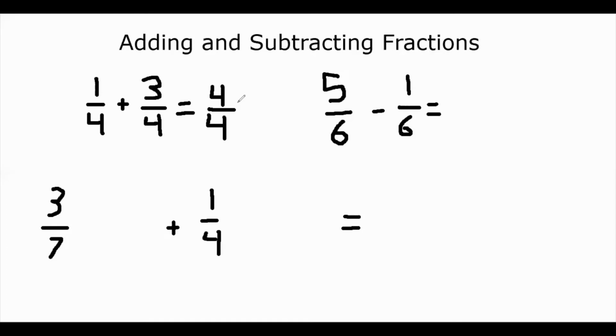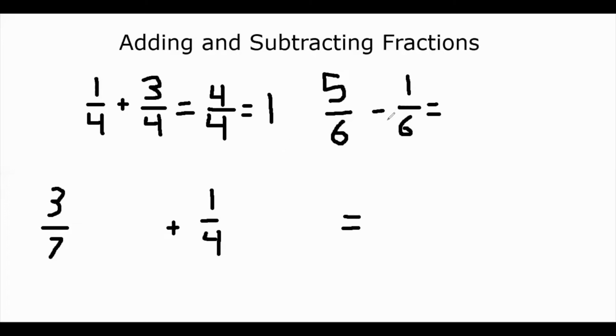And actually, if you needed to reduce this fraction, whenever you have a fraction where the numerator and denominator are the same, that means that equals 1 whole. So 4 over 4 is the same thing as saying 1. So 1 over 4 plus 3 over 4 equals 1.